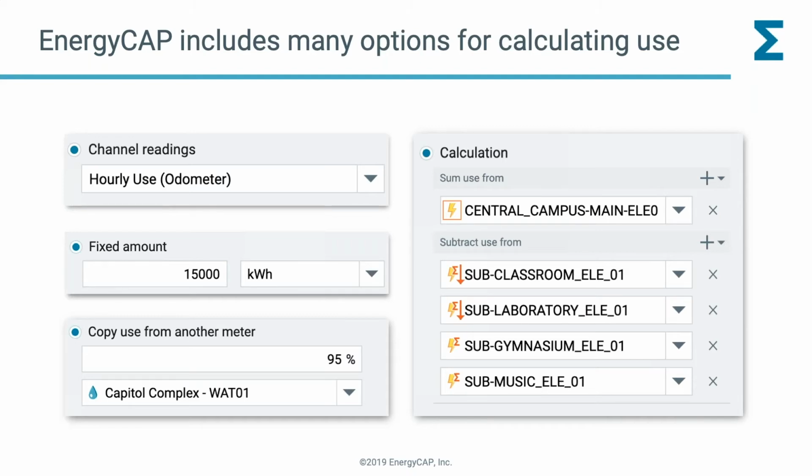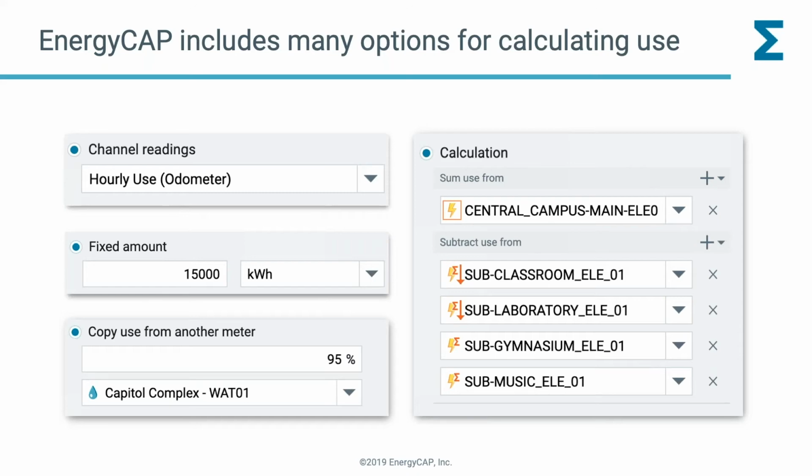Copying use from another meter is a really flexible option because not only can you provide a percentage that you should copy from another meter, this feature in particular also will convert units across commodities. We have a number of users who've looked for a feature like this, where they could generate the use for a sewer meter based on a corresponding water meter that they already have in the system.